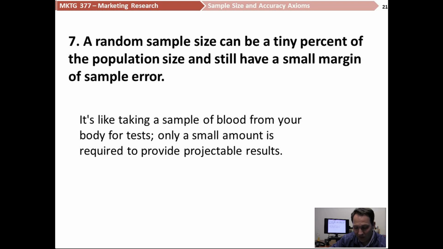Again, this is like taking a sample of blood from your body for tests. You only need a little bit of blood to provide projectable results about what's going on through the entirety of your body. You don't have to pump all your blood out and then pump it back in, or you don't have to pump most of your blood out even, just a tiny little bit. So particularly with large populations, we don't need large samples. What we do need is sufficiently sized samples to reduce our margin of error to a point that we can trust the results.